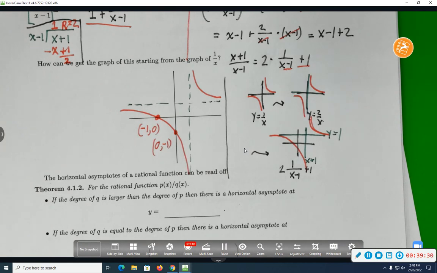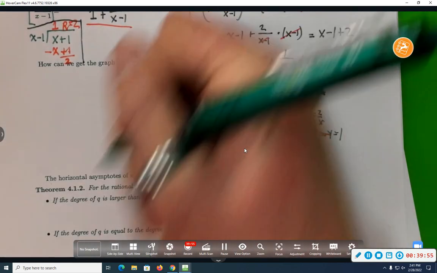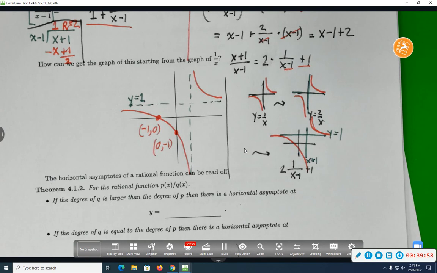Now, by looking at this, do we just know where the horizontal asymptote is? Have we, in fact, drawn it already? Yeah, where's the horizontal asymptote? At y equals 1. So there's one way to find the horizontal asymptote: do polynomial long division and see what it tells you. I'll give another way right here in the form of this theorem.